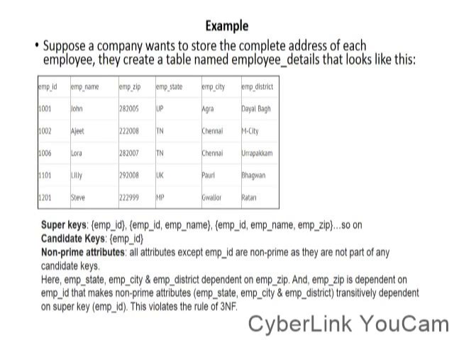One candidate key is also mentioned here, employee ID, and the non-prime attributes are all attributes except employee ID. Because employee ID is the candidate key, every other attribute is non-prime, as they are not part of any candidate key. Here employee state, employee city, and employee district all depend on employee zip, and employee zip depends on employee ID, which makes the non-prime attributes transitively dependent on the super key. So this violates the rule for third normal form, and we have to remove this problem.